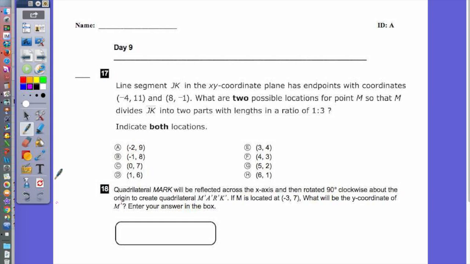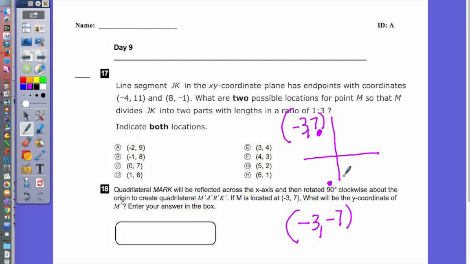Quadrilateral Mark will be reflected across the x-axis and rotated 90 degrees clockwise about the origin. So I make a little drawing. -3, 7 is going to be up there roughly, right? But at least I have it in the correct quadrant now. It's going to be reflected across the x-axis, which means it's going to be at -3, -7, correct? And then it's going to be rotated 90 degrees clockwise.